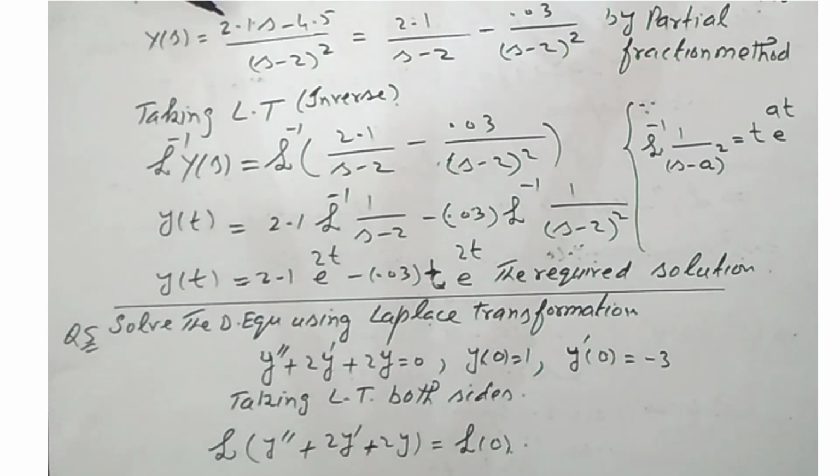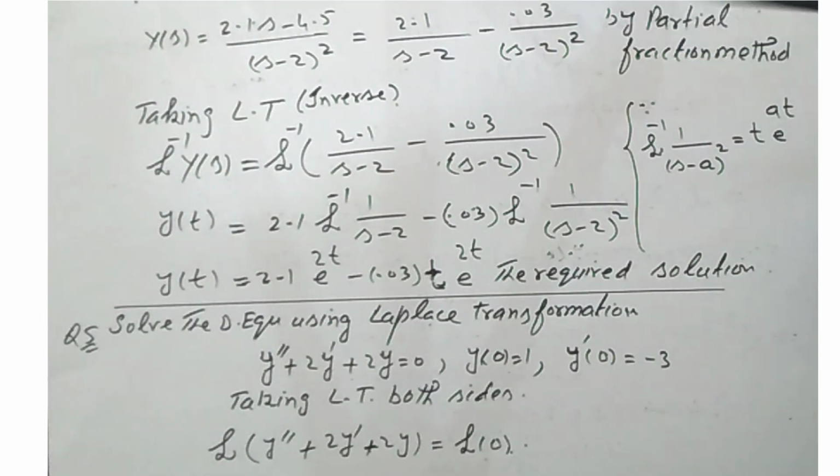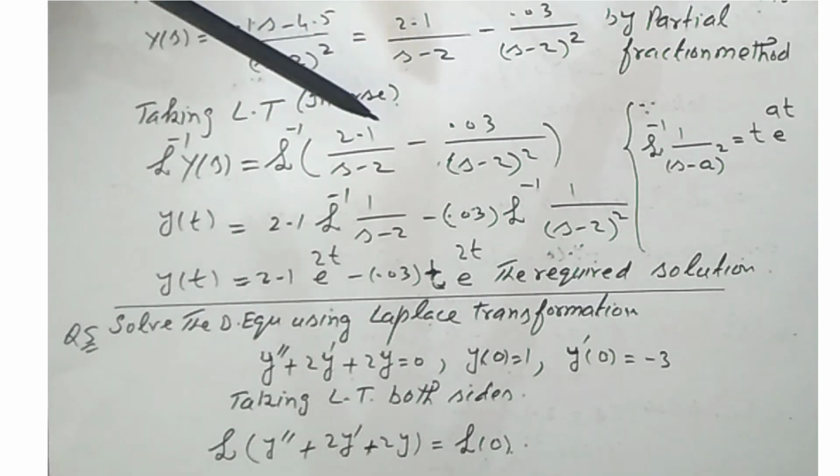So we have Y(s) = (2.1s - 4.5) / (s - 2)². Now again by using the partial fraction method, we have Y(s) = 2.1 / (s - 2) - 0.3 / (s - 2)². So taking the inverse Laplace transformation on both sides, this becomes L⁻¹{Y(s)} = L⁻¹{2.1 / (s - 2) - 0.03 / (s - 2)²}.